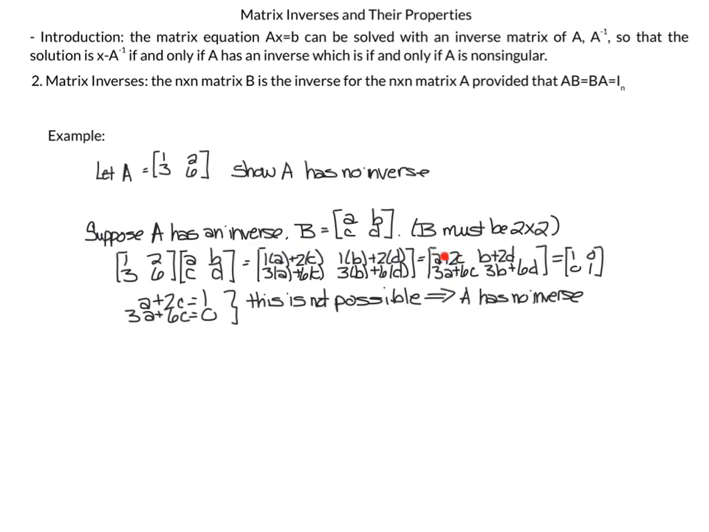Looking at the first equation and then the third equation, both involve a and c, and you can see that it's not possible to solve this system of equations. In other words, there's no a, c combination that solves both of these, therefore A has no inverse. You could also have looked at b and d: b plus 2d equals 0 and 3b plus 6d equals 1, which also has no solution. But really, all you need is this part to say there's no solution, no inverse.